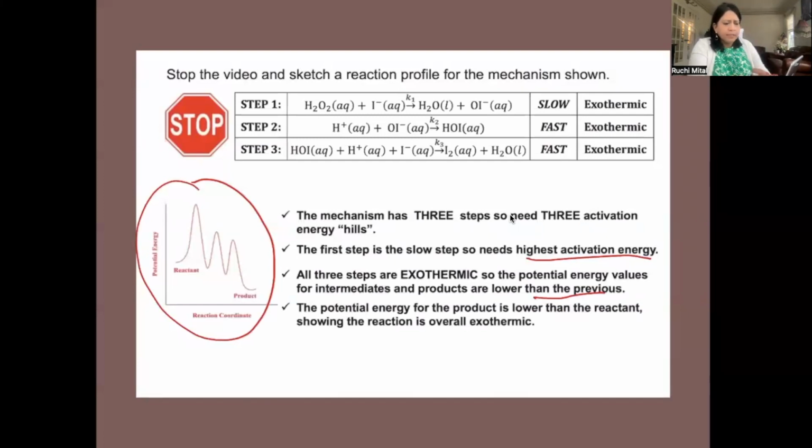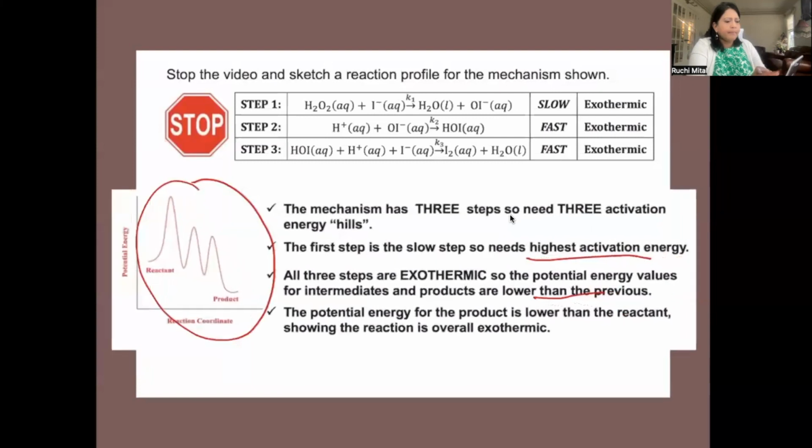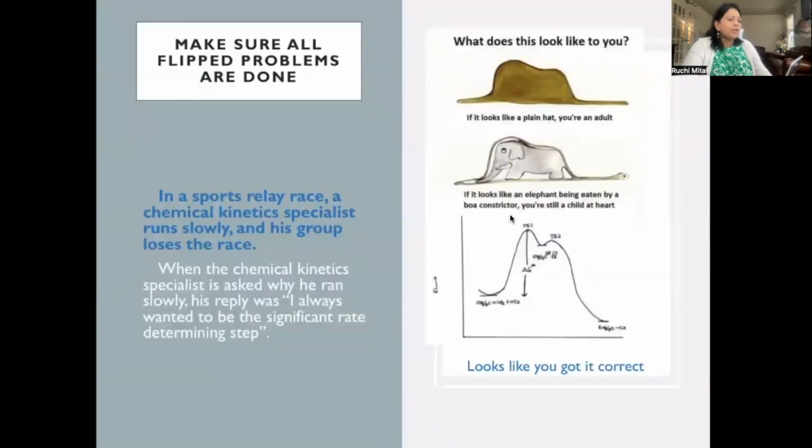So this is from our AP classroom. And to make sure you have done all the flip problems, here is a joke of the day. In a sports relay race, a chemical kinetics specialist runs slowly and his group loses the race. When the chemical kinetics specialist is asked why he ran slowly, his reply was, I always wanted to be the significant rate determining step.